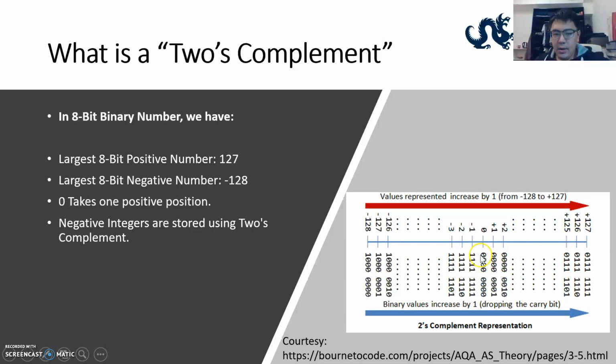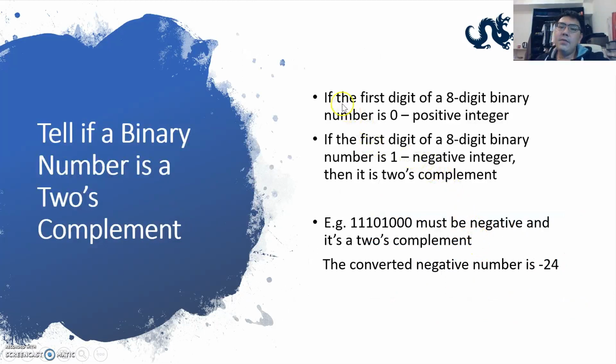And the zero value here is regarded as a positive one in the binary form because it starts with 0. So we can say that if the first digit of an 8-digit binary number is 0, then it represents a positive integer. And if the first digit of an 8-digit binary form is 1, then it represents a negative integer. Then it is a 2's complement.